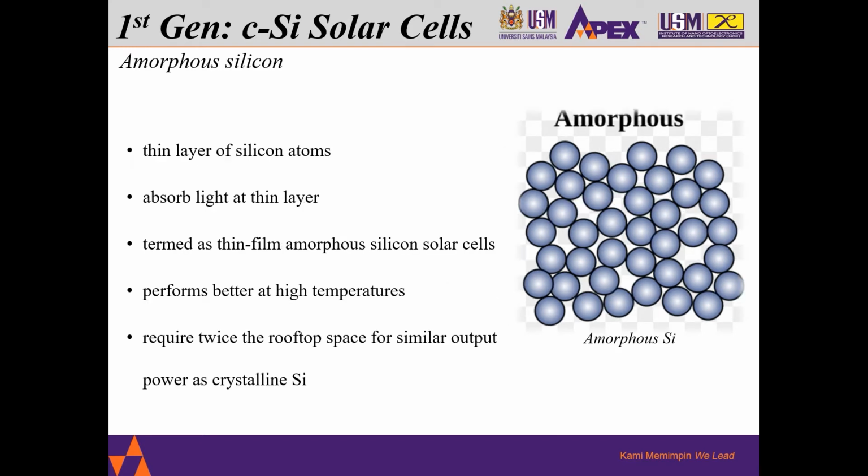Amorphous silicon. This type of silicon is a thin layer of silicon atoms, not a crystalline layer, containing several layers. This type of silicon has the capability to absorb light in a thin layer, termed thin film amorphous silicon solar cells. It has better performance at high temperatures, and requires twice the rooftop space for similar output power as crystalline silicon.